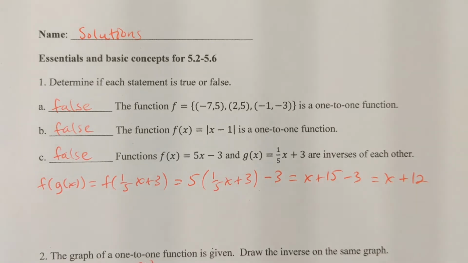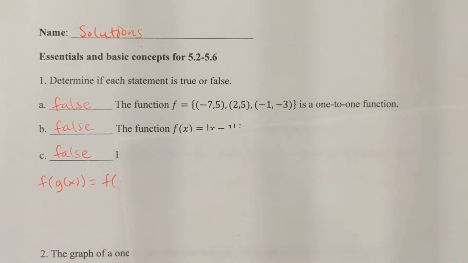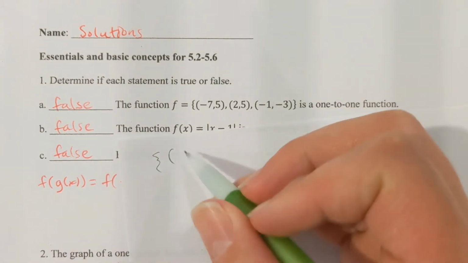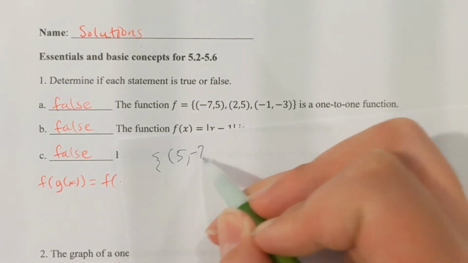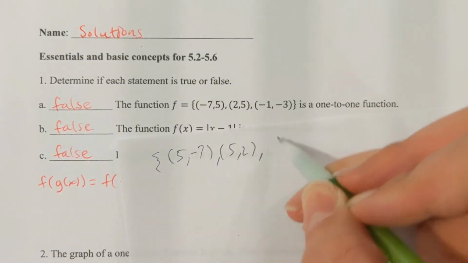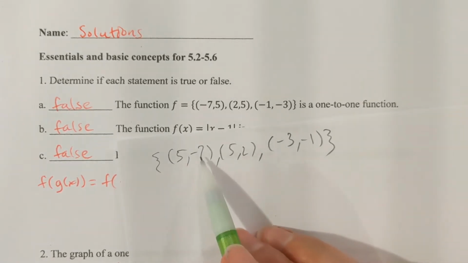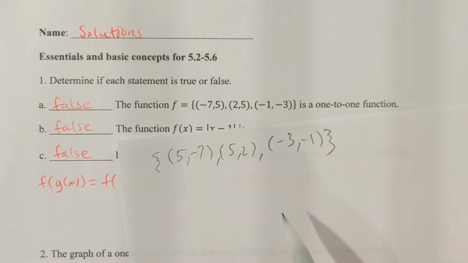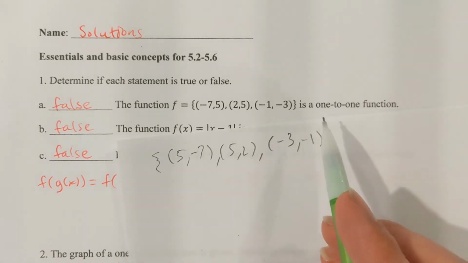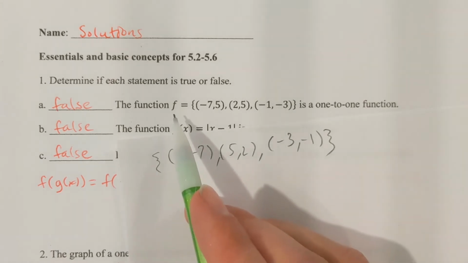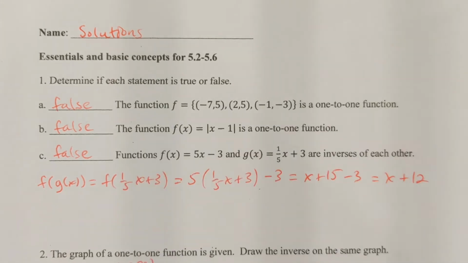Maybe or maybe not. For this problem, if we switch the coordinates in this set, we're going to have another set of points, which are (5, -7), (5, 2), and (-3, -1). Now 5 is going to two different y values. You can't have that with a function, so no, the inverse is not a function, therefore the original function is not one-to-one.